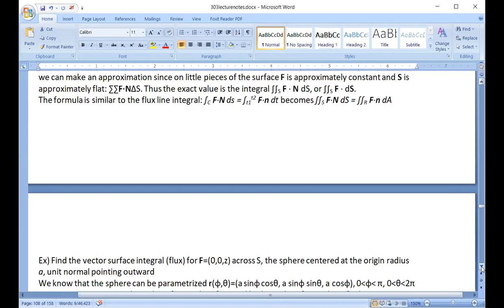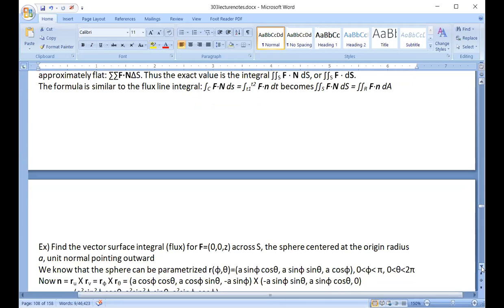Now, we kind of already constructed the unit normal, but let's go through it again really quickly just for practice. We know how to construct the normal vector. We just find the two tangent vectors and take the cross product. In this case, we're not using u and v. We will use phi and theta because that's what we're used to for spherical coordinates. So r phi is a cos phi cos theta, a cos phi sine theta, negative a sine phi. And then r theta is negative a sine phi sine theta, a sine phi cos theta, and 0.